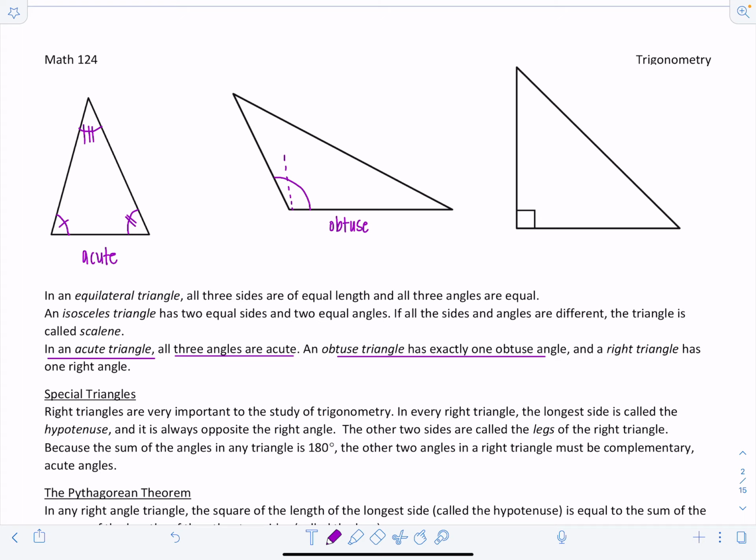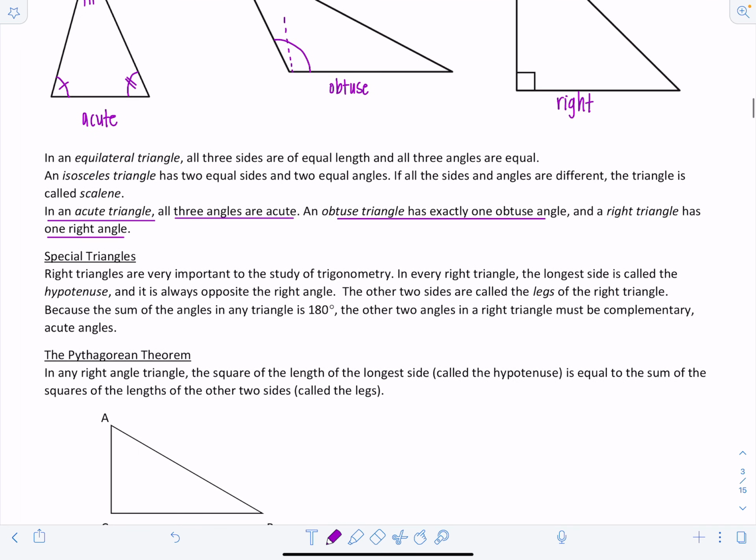And the last one shown here is a right triangle. We're going to be working with right triangles extensively, and right triangles have one right angle. Could a right triangle have more than one right angle? No, because two right angles would give you 180 degrees and you would have nothing left for the poor little third angle.